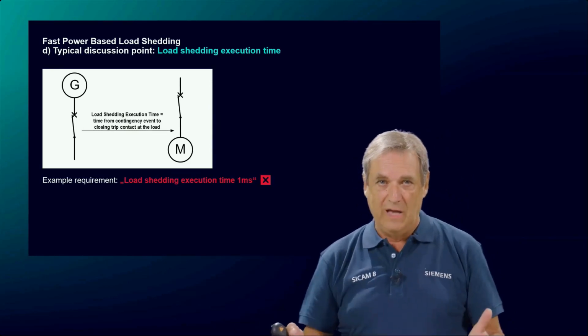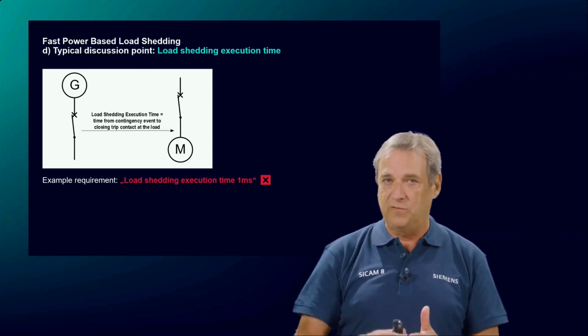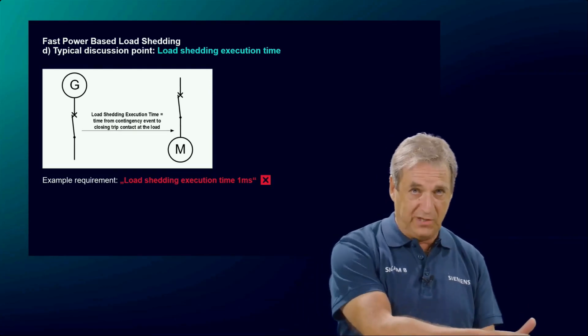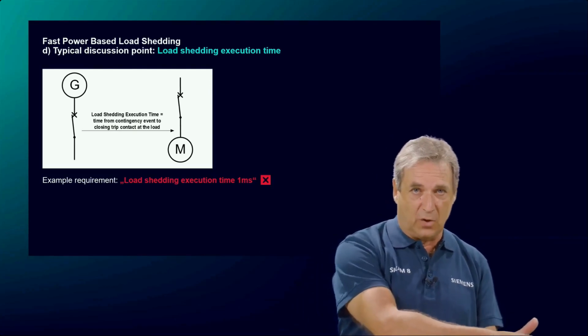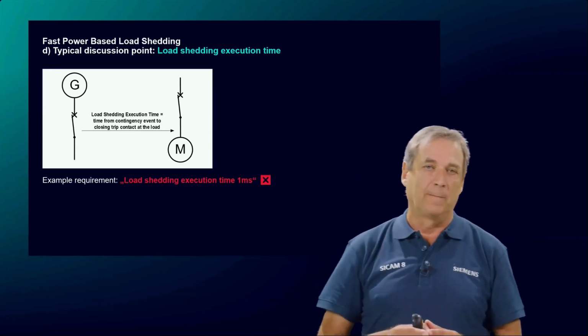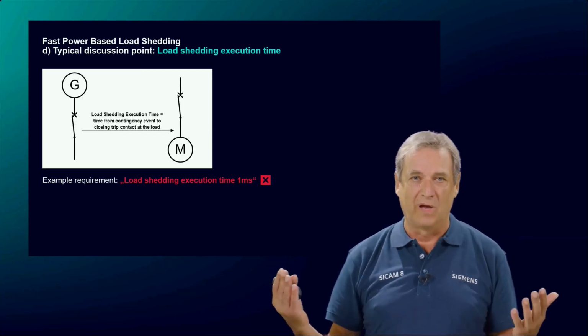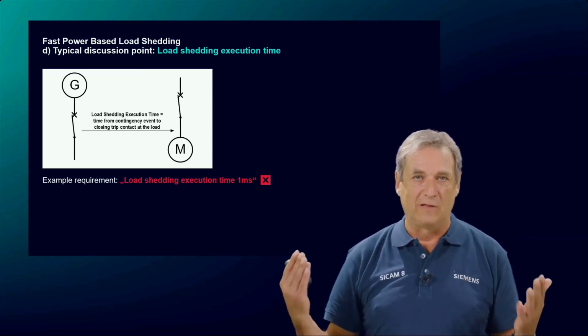Coming back to the example, an execution time of 1 millisecond can only be achieved if the trip relay from the contingency feeder is also directly wired with the trip contact to the load feeder. But frankly speaking, then we are not talking about a fast power-based load shedding system.